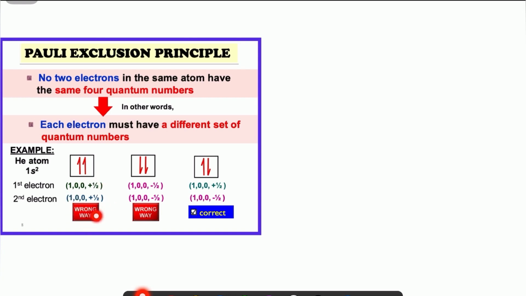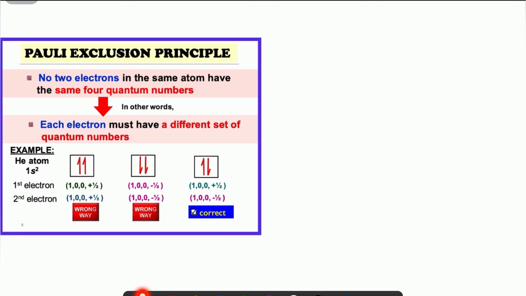So this is wrong. Okay, and the second one, you can see that for both of the electrons, it writes the arrow like this one. Okay, and then you can see that both of the arrows have the same set of quantum numbers, so this is also wrong. Okay, and the last one, actually you have to write the arrow upside down.